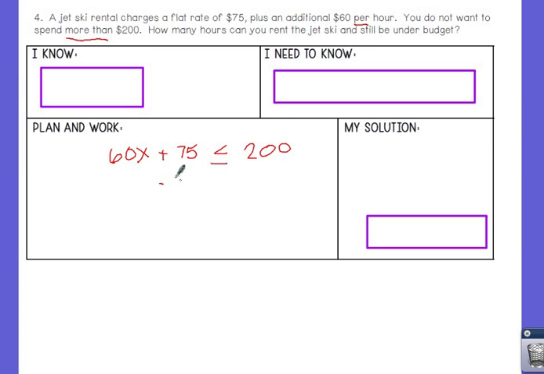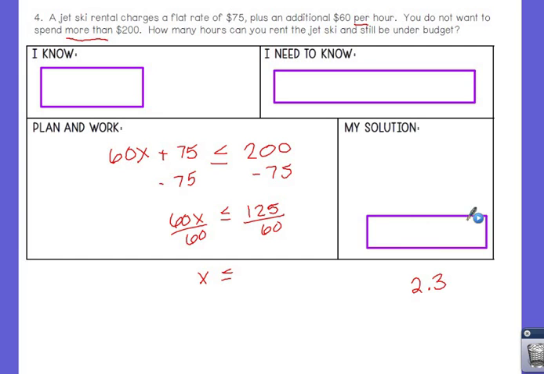What would I need to do to solve this? Subtract 75 on both sides. Get 60x less than or equal to 125. Then divide by 60. Do I flip the sign? No. Okay. Well, I know it can go in there 2 point something. I don't need to know the something. Let's say it was a 3.